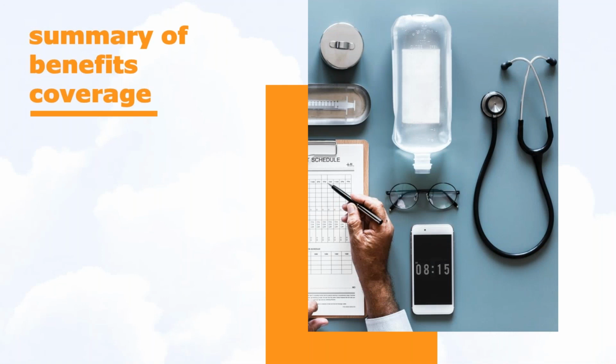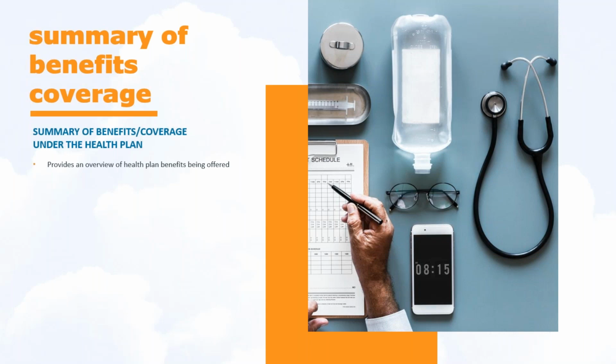Then there's the summary of benefits coverage. This came out under the Affordable Health Care Act, ACA, and it is a summary of the benefits and coverage under the health plan. It provides an overview of the health plan benefits being offered, and it's displayed in a grid format specified by the Department of Health and Human Services, DHHS. That's the abbreviation for that department of the federal government. And they are the ones that control HIPAA and some of the other medical programs like Medicare and Medicaid.